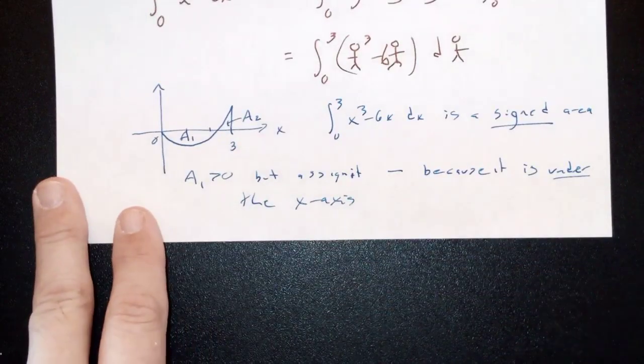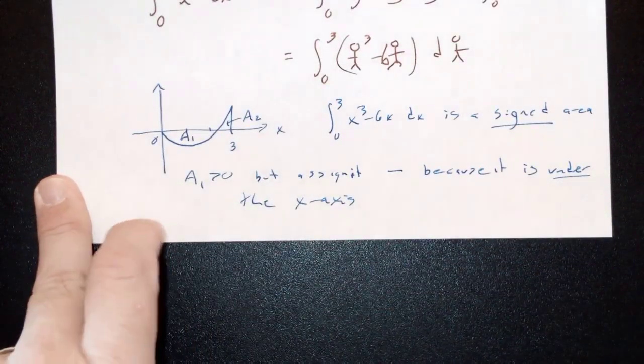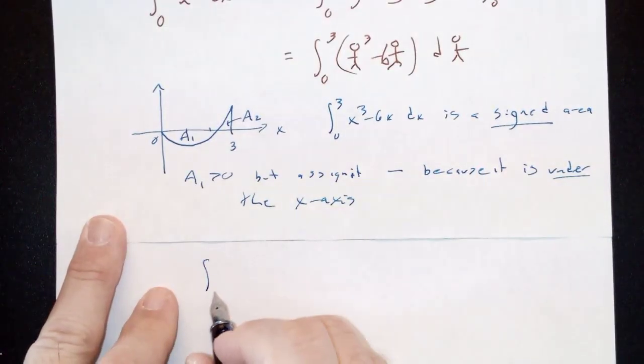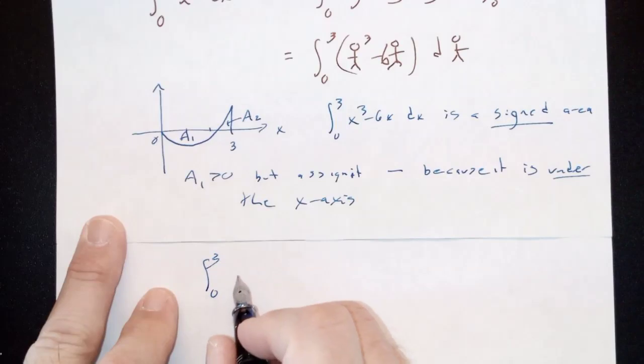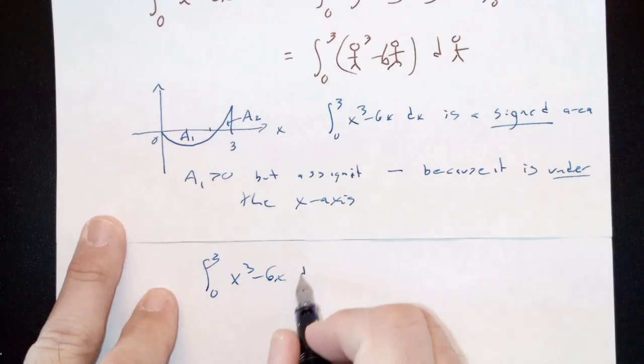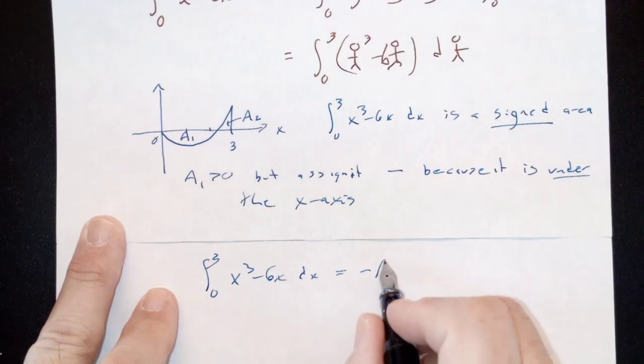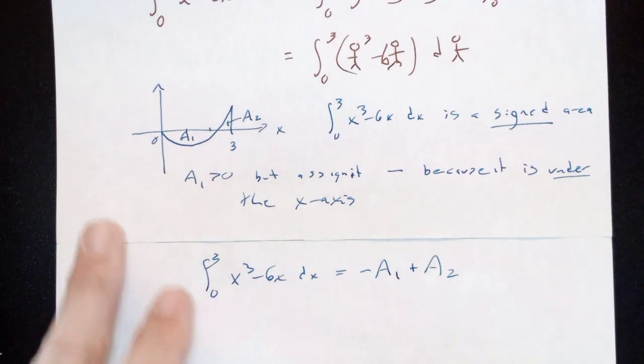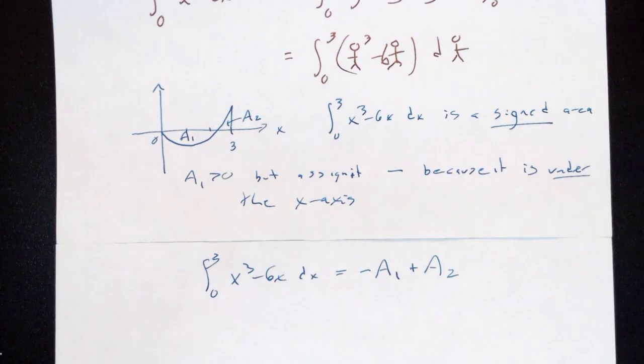So really, when I think of that integral, I'm thinking of two areas. The integral from 0 to 3 of x cubed minus 6x dx is going to be a negative number plus a positive number. I treat area as a positive thing, but its position makes it positive or negative.